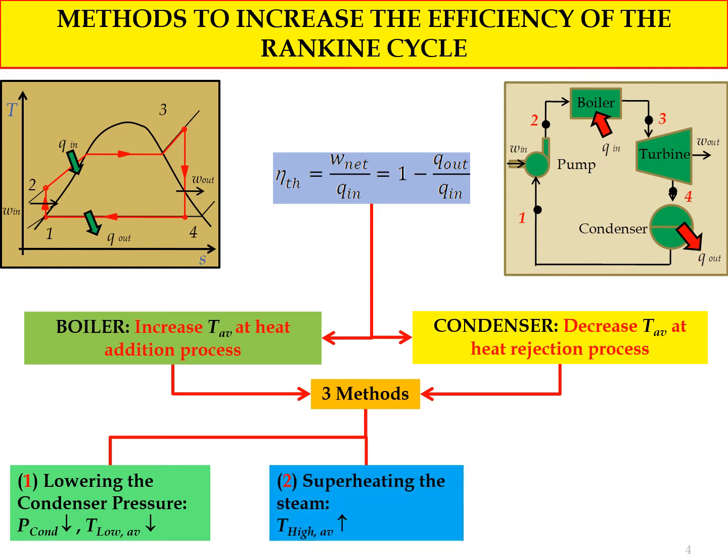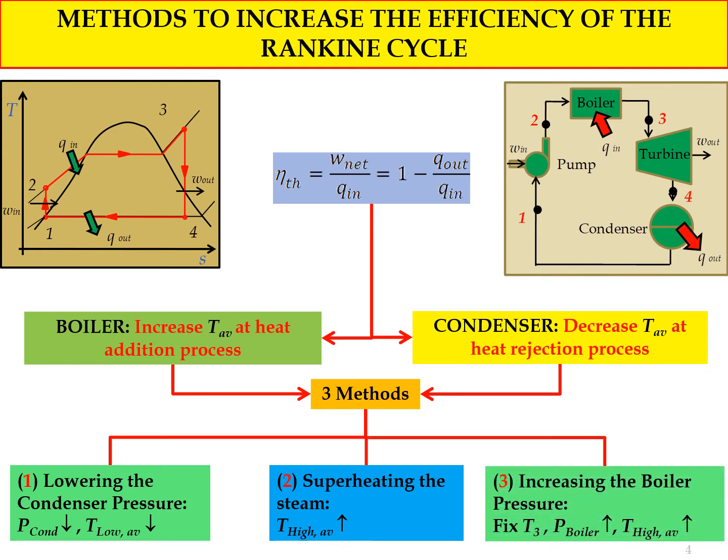And the second one is superheating the steam, T high average, meaning that we increase the temperature at state 3 to an even higher temperature. And the last one is increasing the boiler pressure by fixing the temperature at state 3, and we increase the pressure of the boiler, which is constant pressure at process 2 to 3, so that we get an even higher average temperature of the process 2 to 3. So these are the three methods to increase the thermal efficiency of the Rankine cycle.